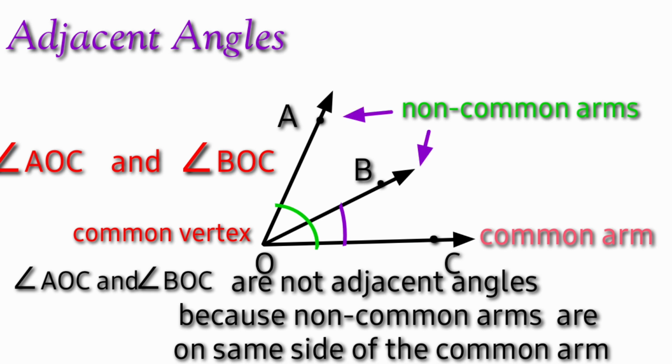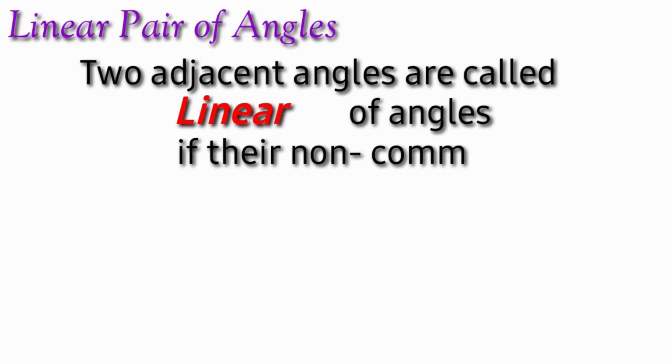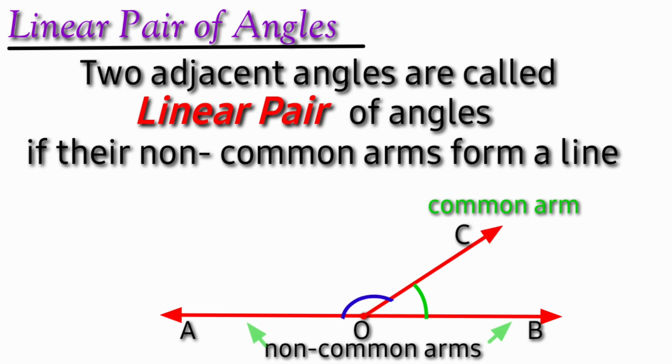Next, linear pair of angles. Two adjacent angles are called a linear pair of angles if their non-common arms form a straight line. See children, here angle AOC and angle COB are adjacent with common vertex O and common arm OC. The non-common arms OA and OB make a straight line. So, angle AOC and angle COB form a linear pair of angles.